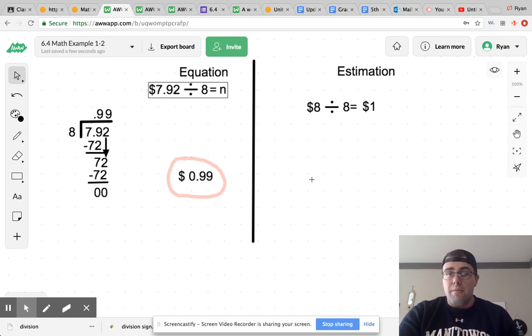Now again, if you can do that mental math in your head, go for it. I recommend trying to write it out as much as possible, but if you're for sure that your estimation is correct and it's making your equation correct, please go for it.